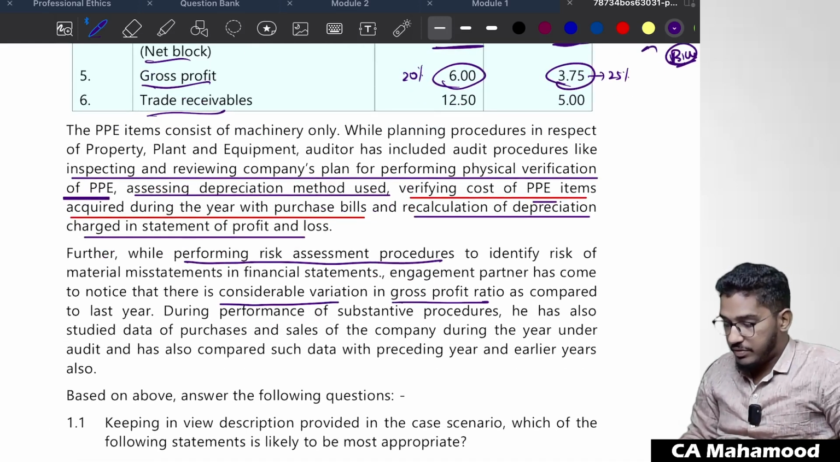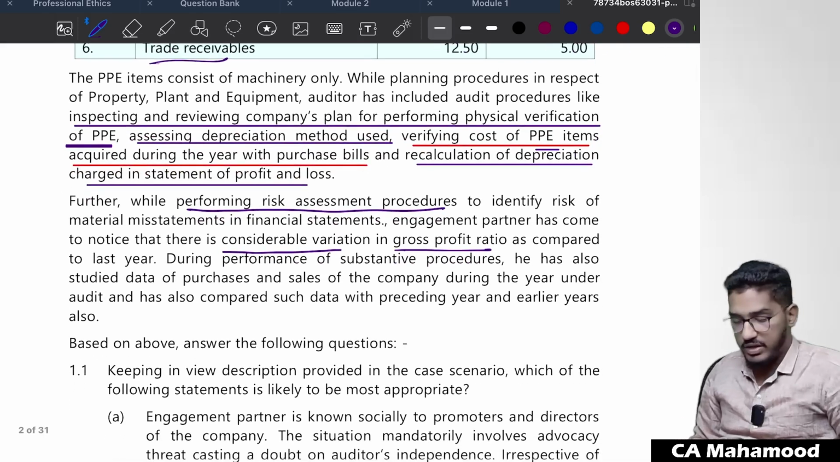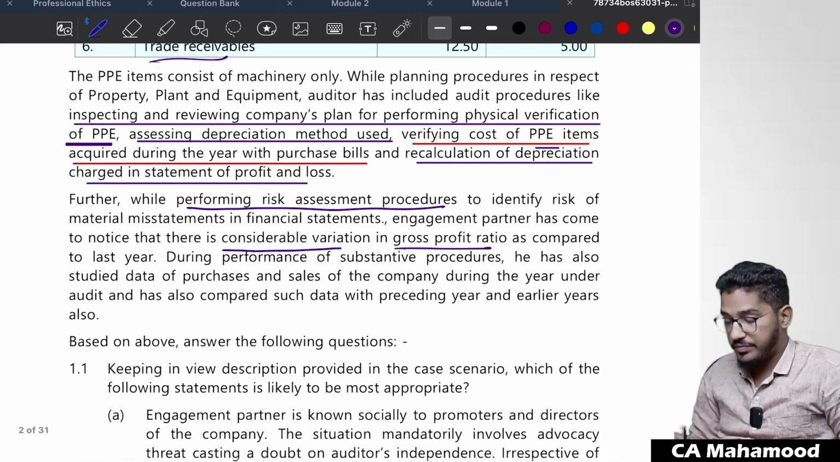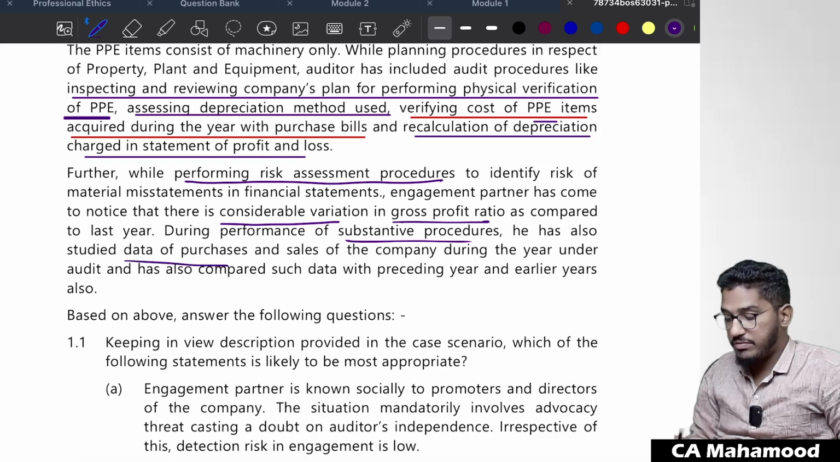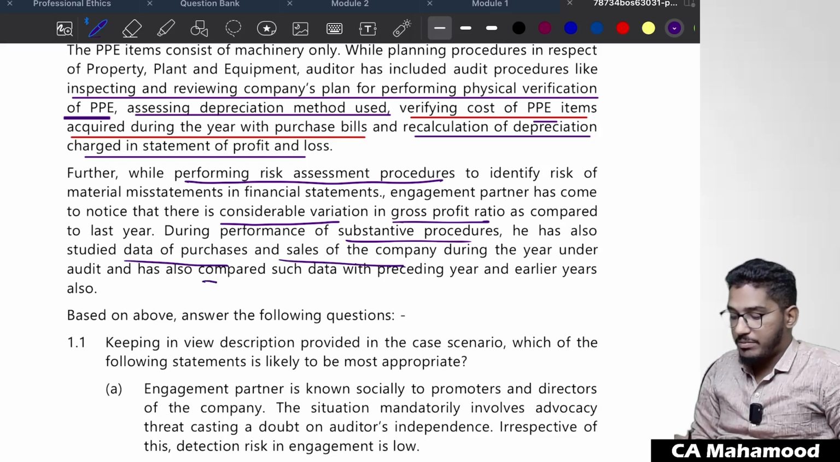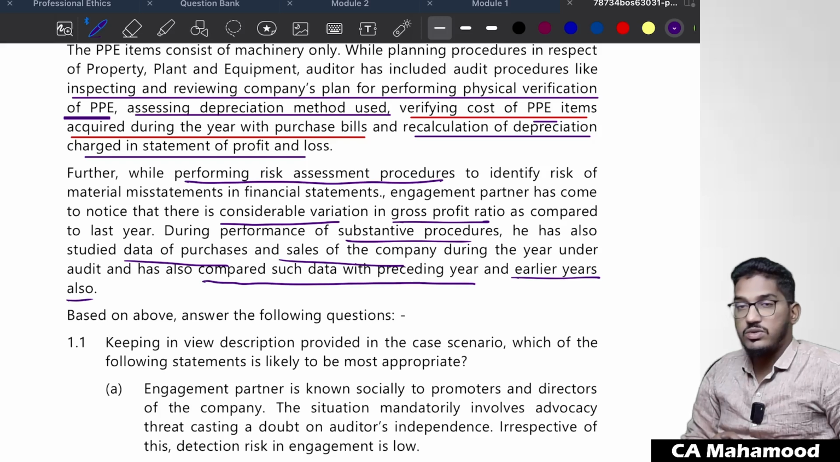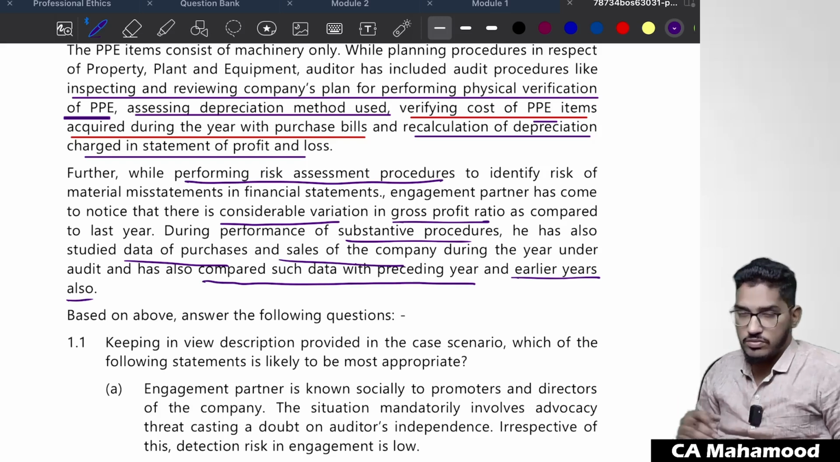So further, while performing the risk assessment procedures to identify the risk of material misstatement in the financial statements, the engagement partner has come to notice that there is a considerable variation in the gross profit ratio as compared with the previous year. During the performance of the substantive procedures, he has also studied data of purchases and sales of the company during the year under audit and has also compared such data with preceding years. He is also comparing the sales and purchases data with the previous year. Okay, fine. This is what he has done.